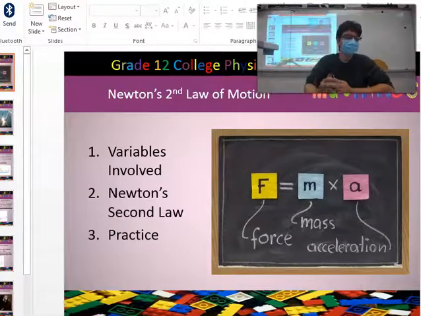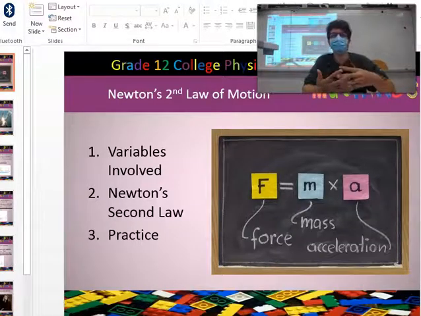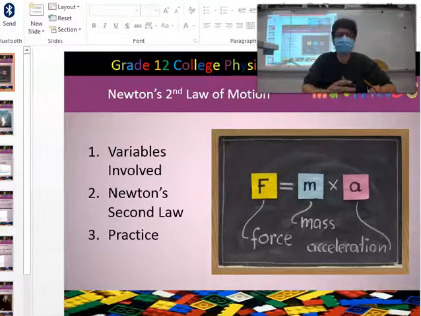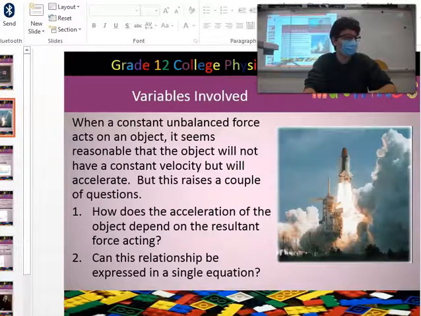All right, so Newton's first law talked about everything remaining in its state of motion unless acted upon by an unbalanced external net force. Newton's second law is going to say, well, what happens when you do have that unbalanced external net force? So we have a couple of variables involved. If you look, for example, at anything that's moving, how does the acceleration of the object depend on that force? And can we represent this in an equation?